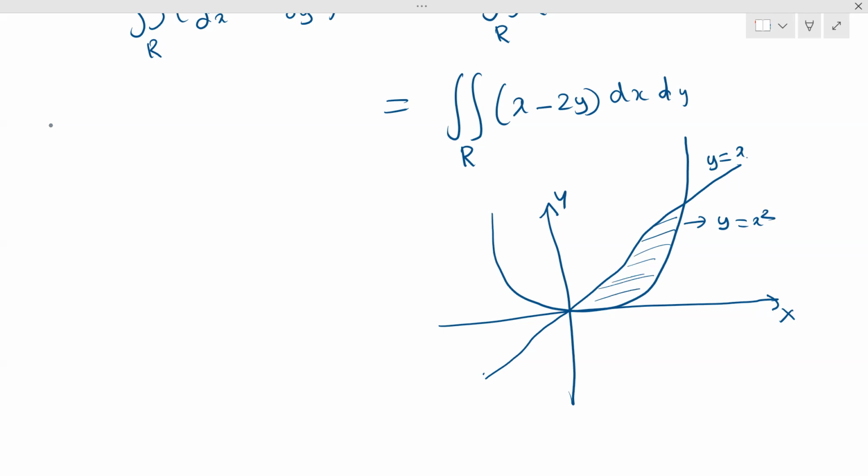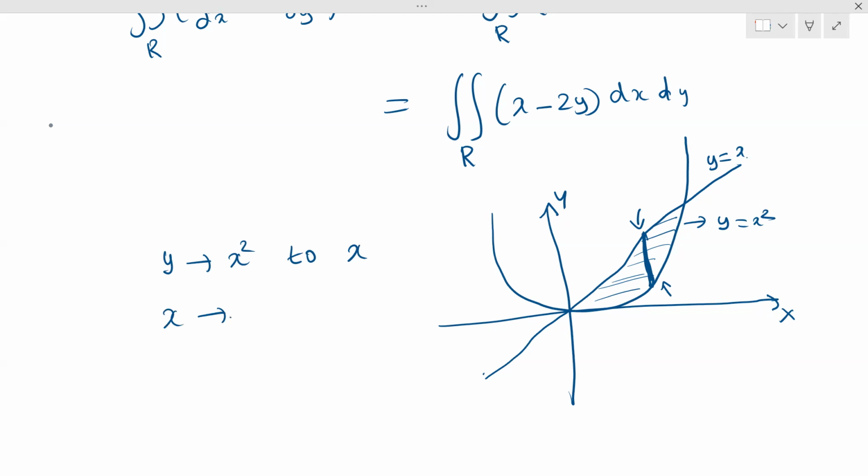So to evaluate the double integration, we need the limit. I think you remember how to find the limit: we have to draw a line parallel to the y-axis if we need the y limit first. So here what is the value of y? Here it touches the parabola whose equation is y equal to x square. So the lower limit of y is x square. Then what is the value of y? It touches the straight line y equal to x. So y varies from x square to x.